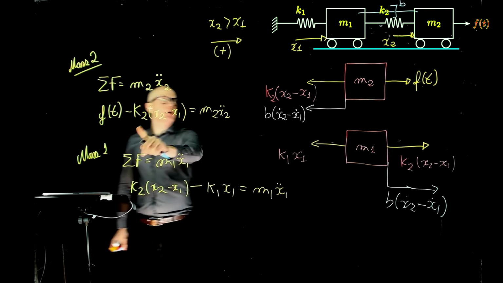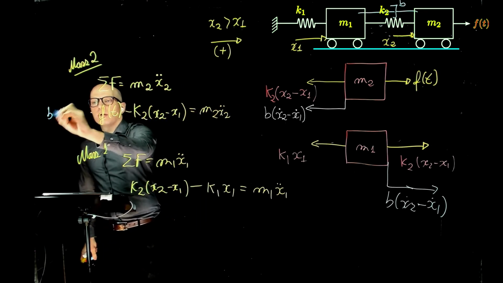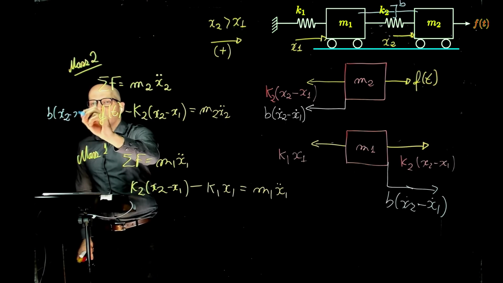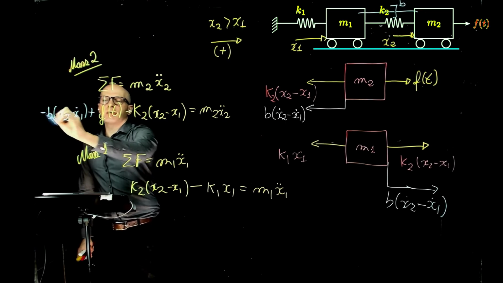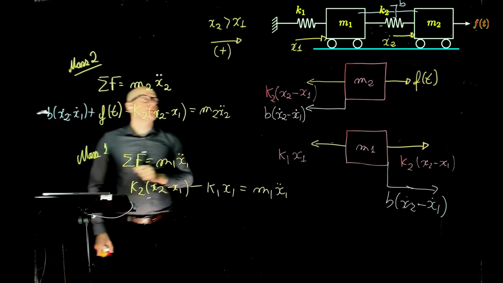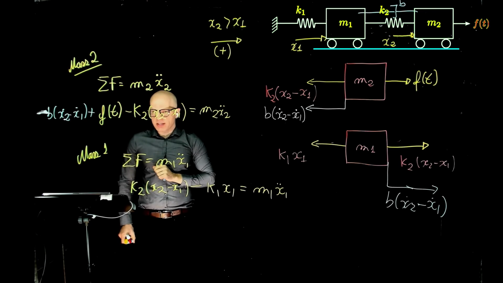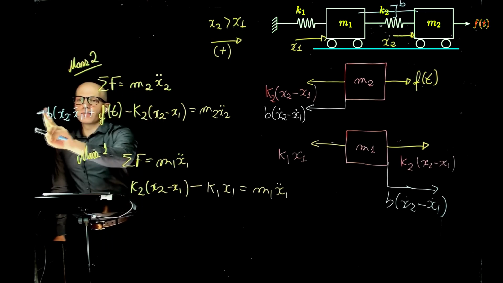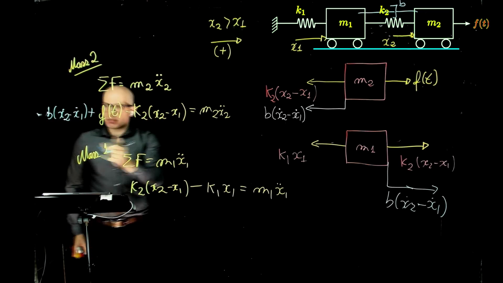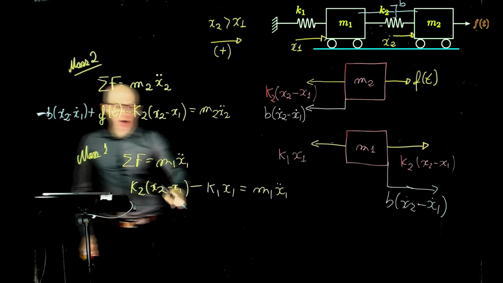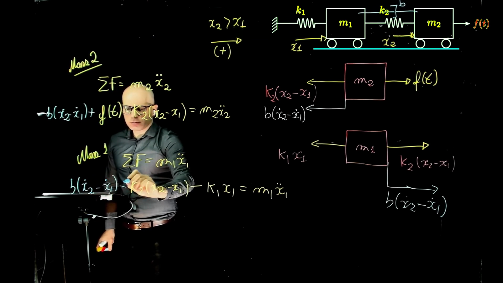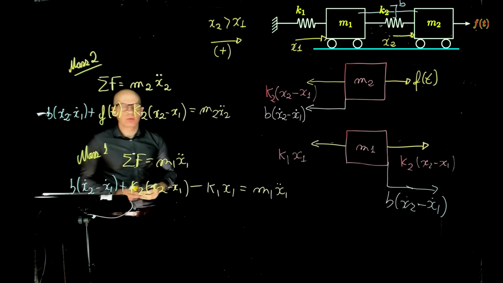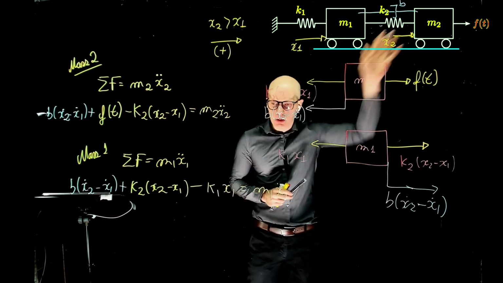What would be the term here? It would be plus B(x2 dot minus x1 dot). Would it be positive or negative for mass m2? The damper would be holding the mass back, so it would be negative. And the damper would be accelerating mass 1, so it would be plus B(x2 dot minus x1 dot), if we added the damper there.